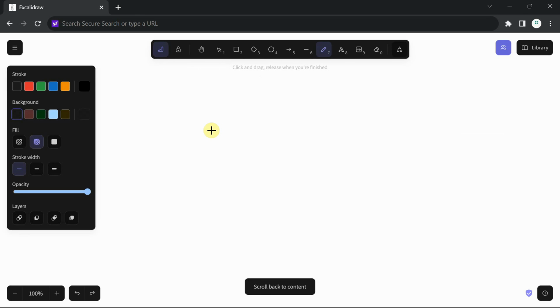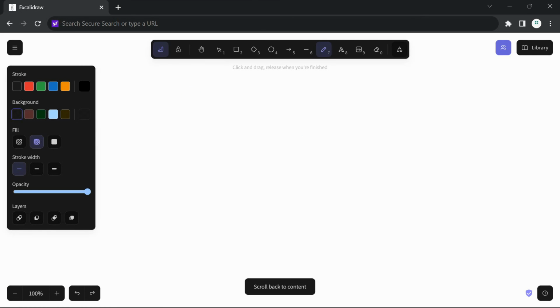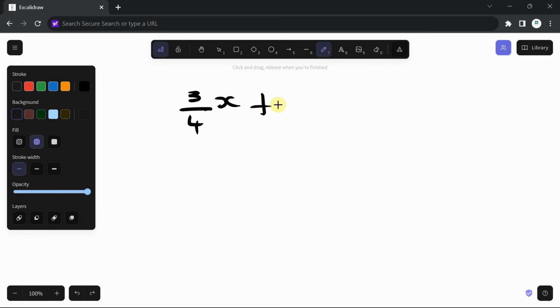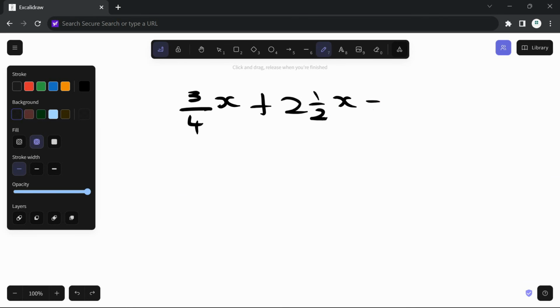Remember I said 1/2 is 1 over 2. 1.5 is one whole number, 1 over 2. Then I said 3/4 is 3 over 4. So 3 over 4 of a number, let's say x, is added to 2.5 of that number. So it's plus 2.5 of that number, right? Gives 13. So it's equal to 13. So it's telling us to just find x basically.